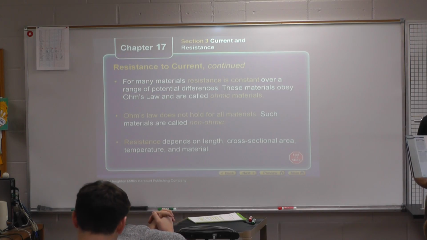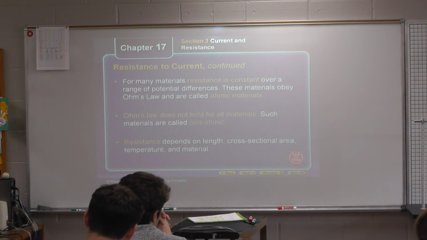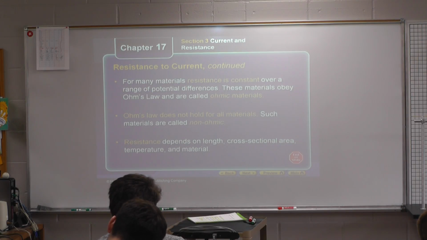An ohmic material means that current and voltage, or potential difference, are proportional. A non-ohmic material means that current and the voltage are not proportional. So you decide whether you want to make a note of that, ohmic versus non-ohmic.